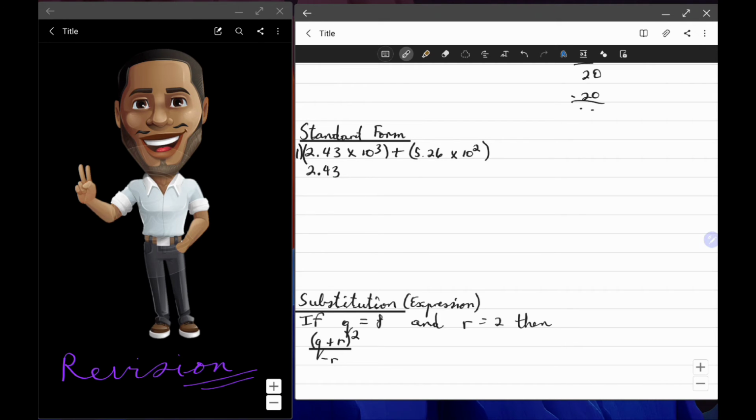If we change 10 to the third power into its exact value, we get 1,000. Then we have plus 5.26 multiplied by 10 to the second power, and if we change 10 to the second power to its exact value, we get 100. When we multiply them out, the decimal point will move 3 times to the right for 2.43, which gives us our new number, 2,430. Then we add 5.26 multiplied by 100. This will cause the decimal point to move to the right 2 times, so our new number is 526. So we're going to add.